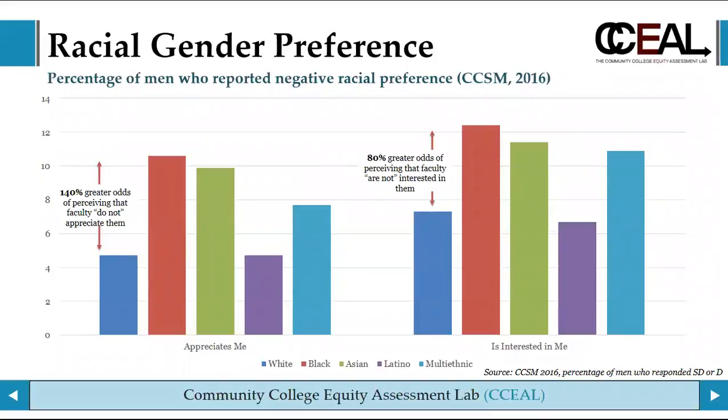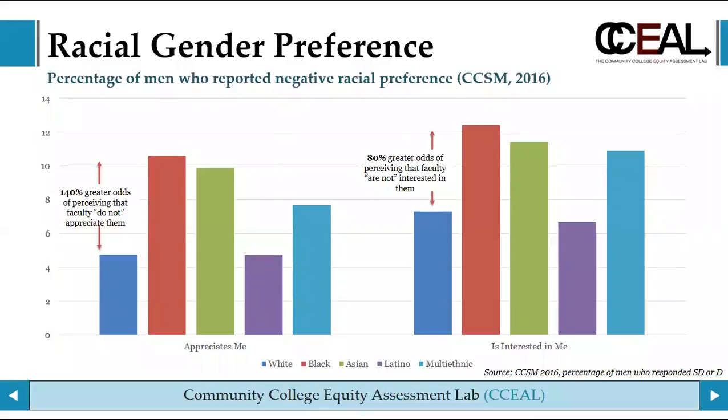This next slide focuses on the concept of racial and gender preference, which gets at essentially the more subtle notions of stereotypes that exist in the environment. What we ask our students is, in comparison to men from other racial, ethnic, and gender groups, how do they believe their faculty members perceive them? Do they appreciate them? Are they interested in them? Do they want to work with them?